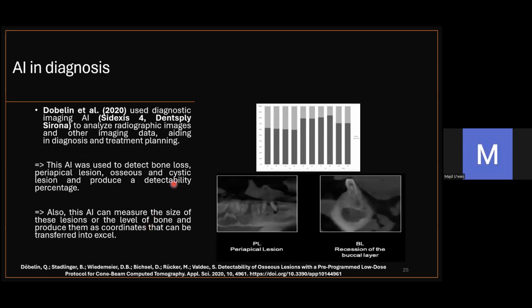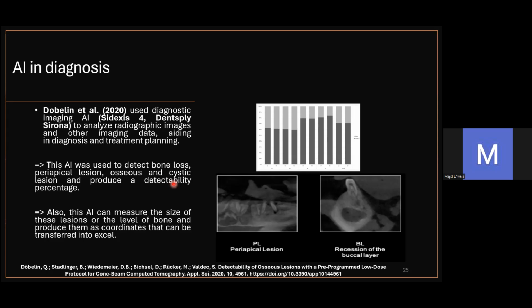First application in diagnosis, Dobrin and his colleagues in 2020 used diagnostic imaging artificial intelligence, which is Sidexis 4 from Dentsply Sirona, to analyze radiographic images and other imaging data, which aid them in diagnosis and treatment planning. Such artificial intelligence technology is used to detect bone loss, periapical lesions, osseous and cystic lesions, and produce a detectability percentage, such as the one shown in this figure at the top right.